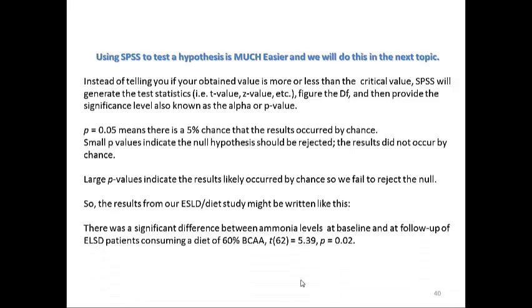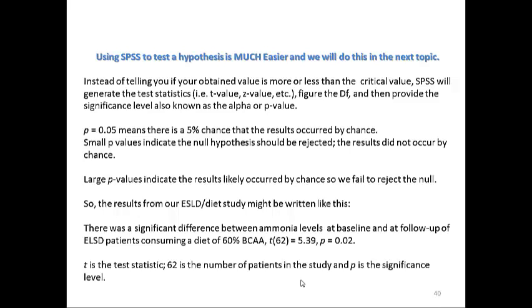So the results from our ESLD diet study might be written like this. There was a significant difference between the ammonia levels at baseline and at follow-up of ESLD patients consuming a diet of 60% branched-chain amino acids, where t equaled 5.39 and p was 0.02. t is the test statistic that we chose. 62 is the number of patients in the study, and p is the significance level. So that's the difference between conducting the same test in SPSS versus the previous slides where we do it by hand. That's all.